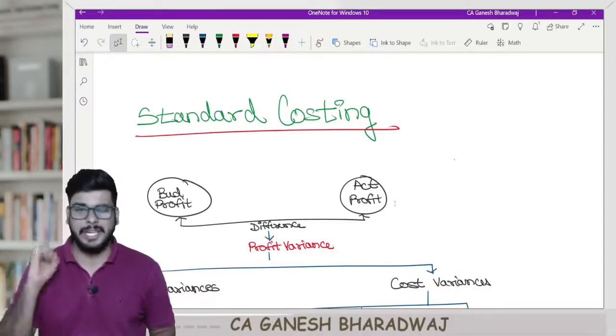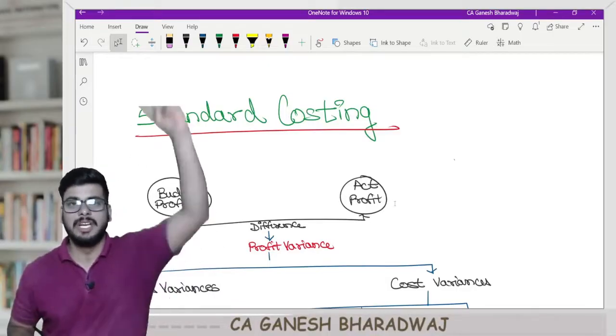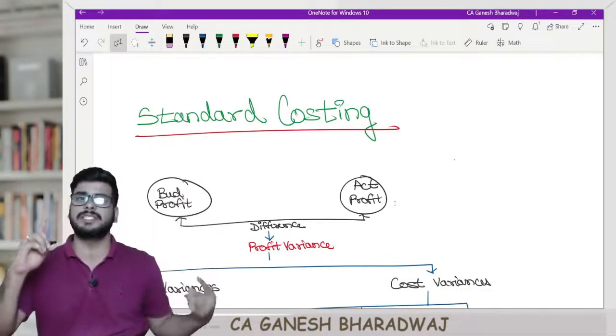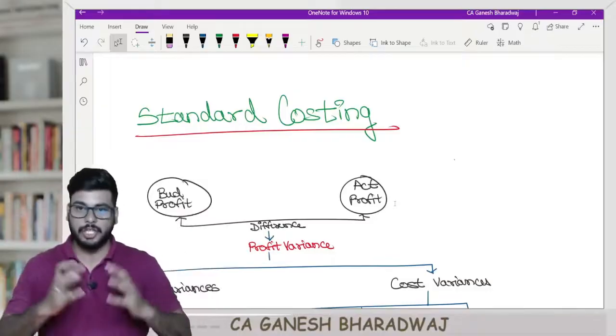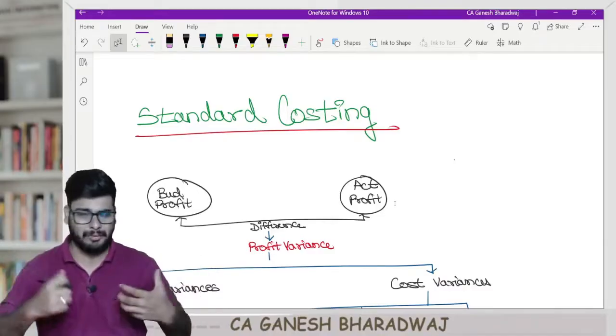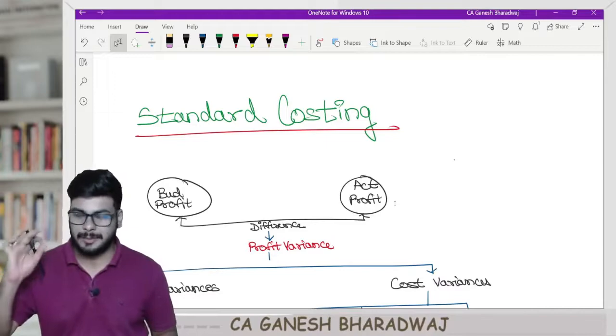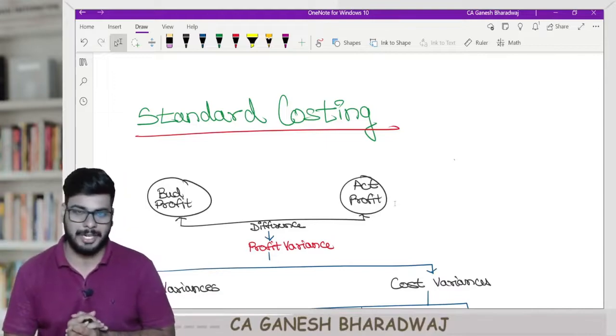Finally, we will do one full comprehensive numerical problem covering all the cost side variances as well as the sales variance. So this way it will be a super revision, a very good way of touching upon all the major concepts involved in this particular chapter. Are you clear with this, guys?